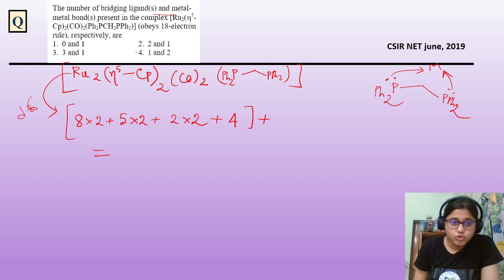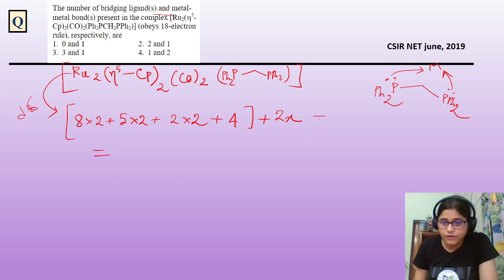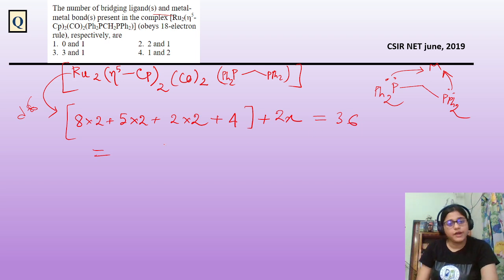There will be 2 rutheniums present, right? Yes, so it will be 2x, obviously. If we don't take that, it will be a big mistake. So it will now obey the 18 electron rule. For 2 metals, it will be 36. Fine. Now, the number of bridging ligands and the metal-metal bonds.